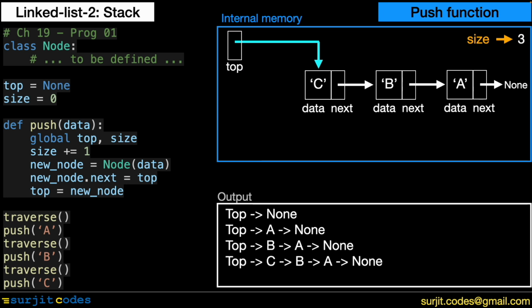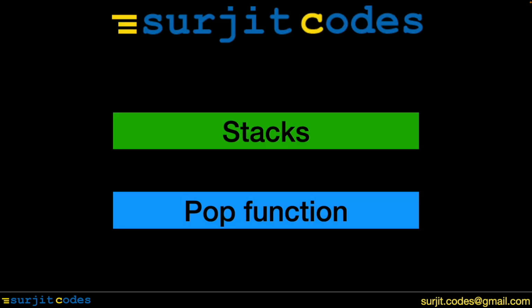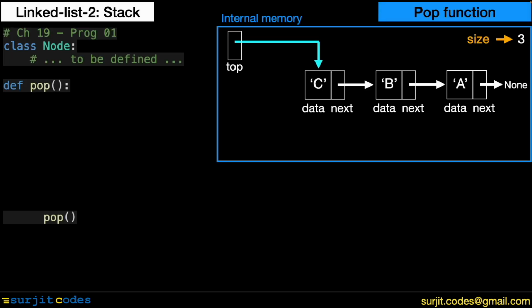Traversing the stack again confirms that we are on the right track. Now let us define the pop function. This function removes the top item from the stack and returns its data. The returned data can be used in the main program. Here we simply print it.